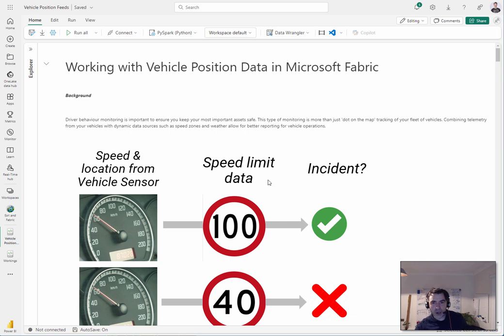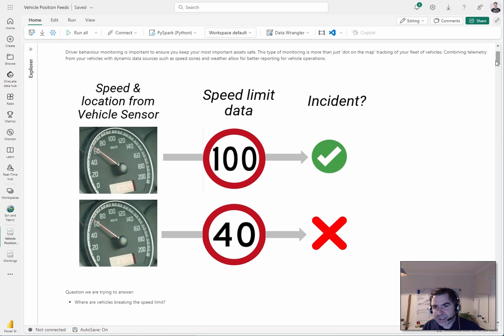Quick tour of the ArcGIS integration in Microsoft Fabric. I'm going to look at a common use case that's been problematic in the past because of the sheer compute that's required to answer it. Now much easier to do with this collaboration between Microsoft and Esri.